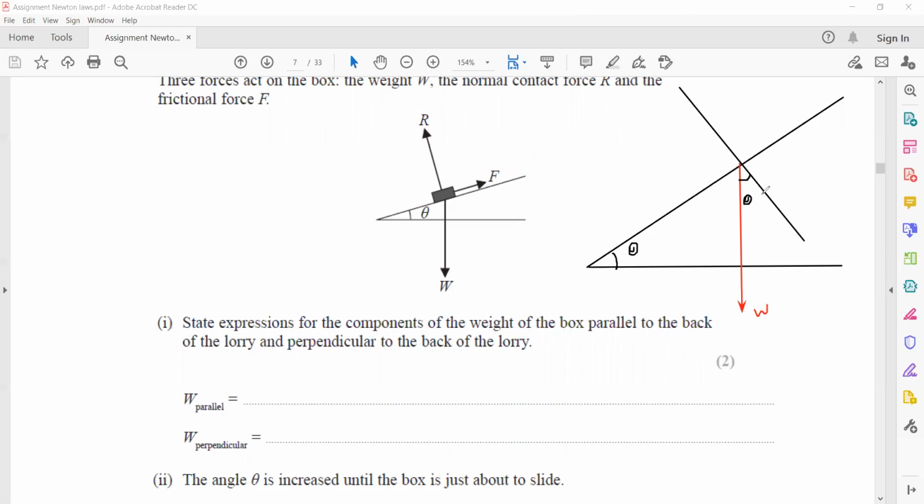So the component of the weight which is with the angle is known as W cos theta, and the component of the weight which is against the angle is W sin theta. The component which is always with the angle is cos theta, and against the angle is sine. They are asking to state the expression for the component of the weight of the box parallel to the back of the lorry and perpendicular. Parallel to the inclined surface is W sin theta, and perpendicular is W cos theta.